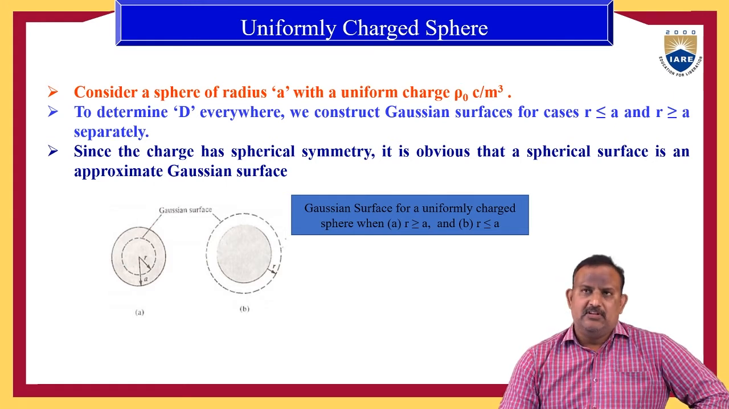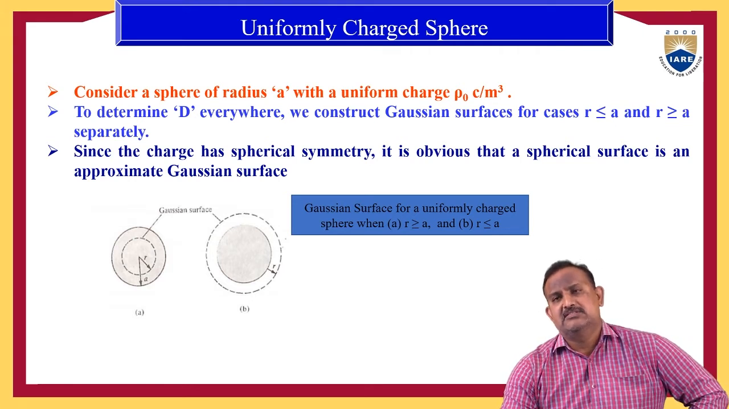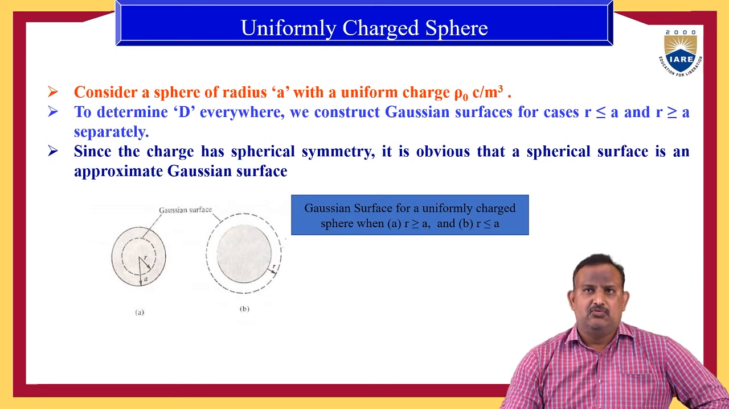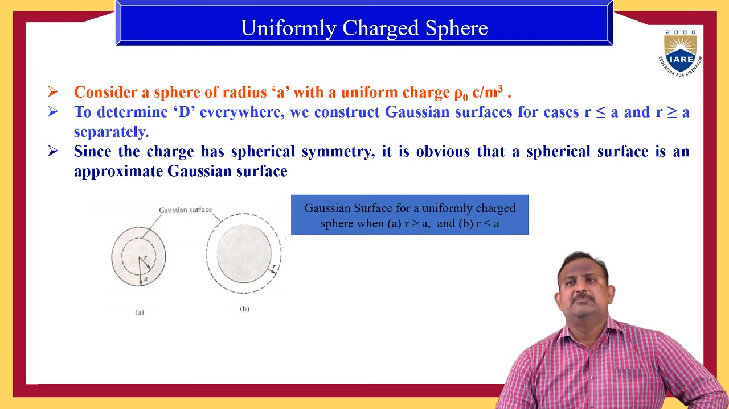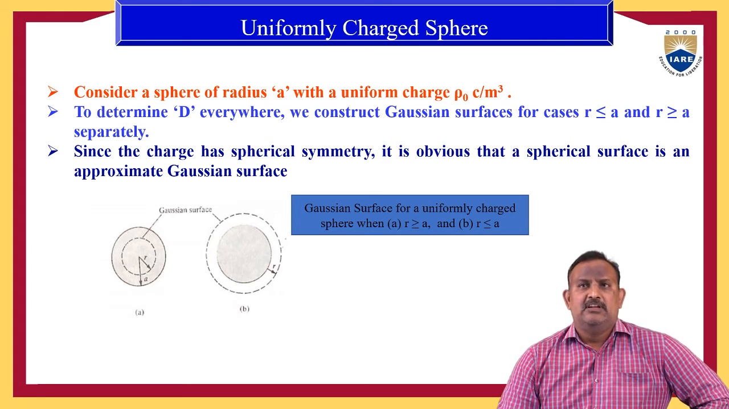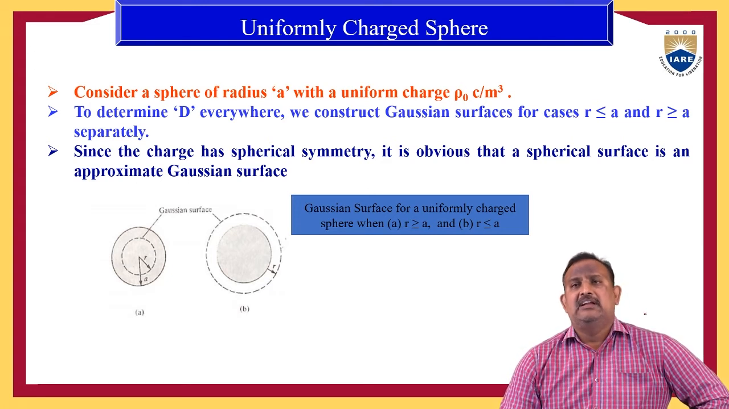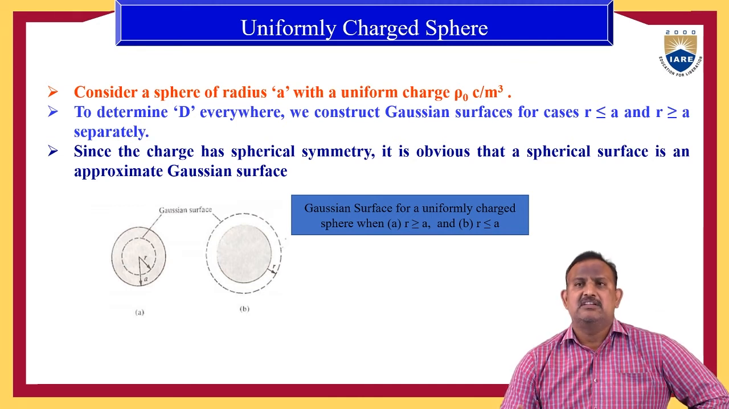The next one is the uniformly charged sphere. Here we are applying the Gauss law to uniform volume charge. To apply Gauss law to volume charge, let us consider a sphere of radius a with a uniform charge density rho naught coulombs per meter cube. Then to determine electric flux density D at every point, we need to construct a Gaussian surface.